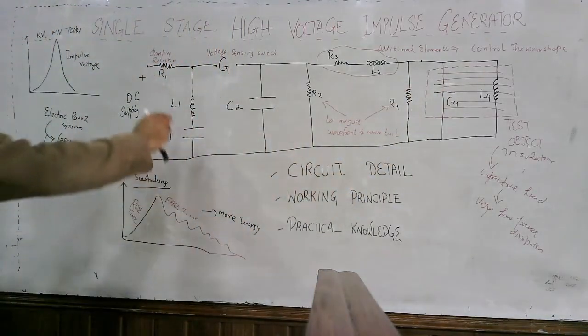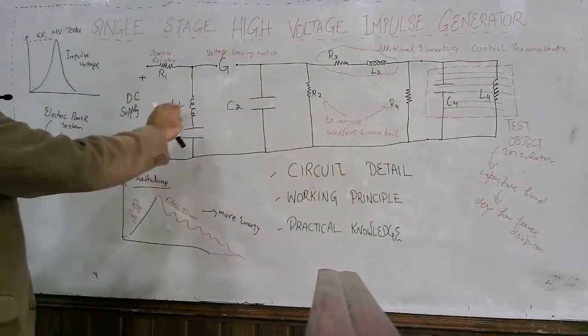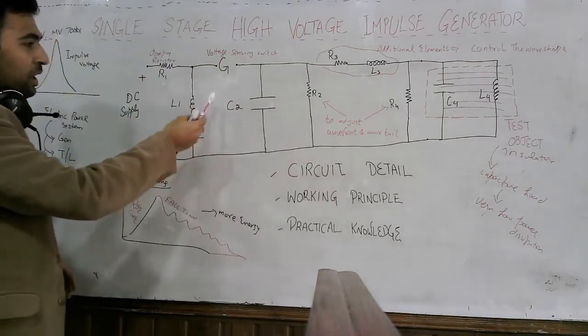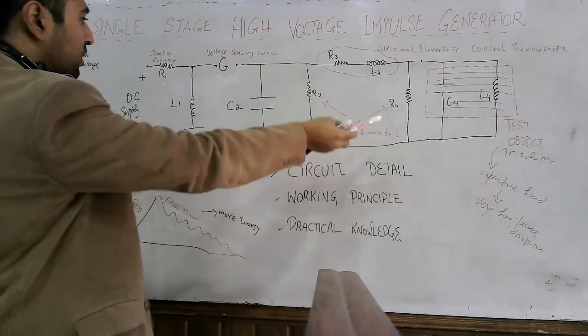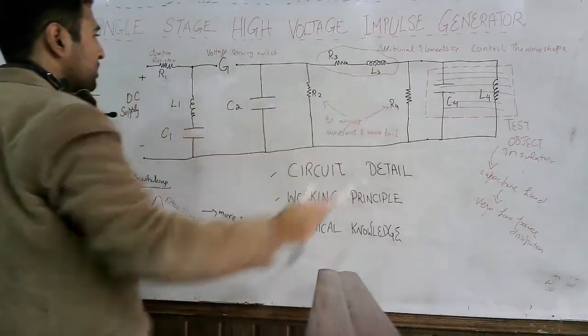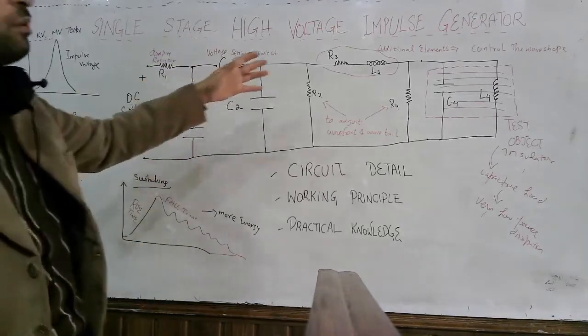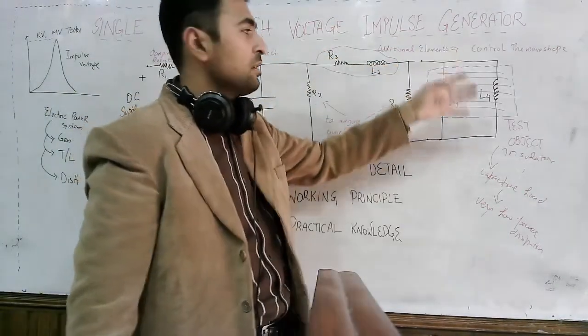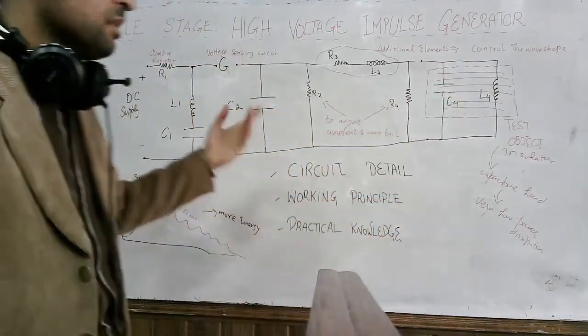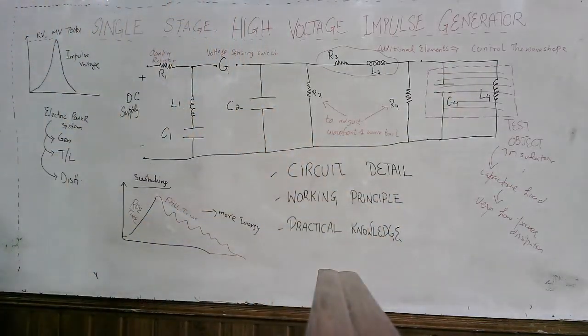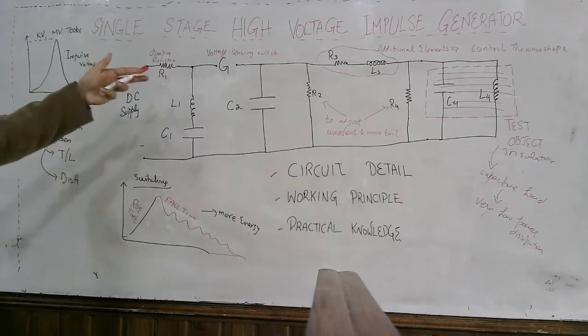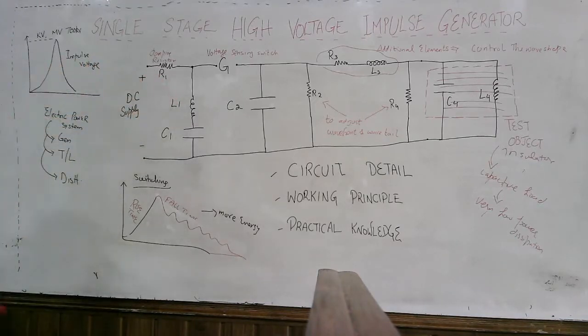What happens again? This capacitor is again charging and it will again discharge. Due to continuous charging and discharging and the energy exchanges between these energy storage elements, this spark gap breaks over again and again, and eventually we get a higher voltage across this test object, and this test object tends to break down. Okay, so I think we have pretty much explained the working of this circuit, and this is the complete circuit of the high voltage impulse generator.